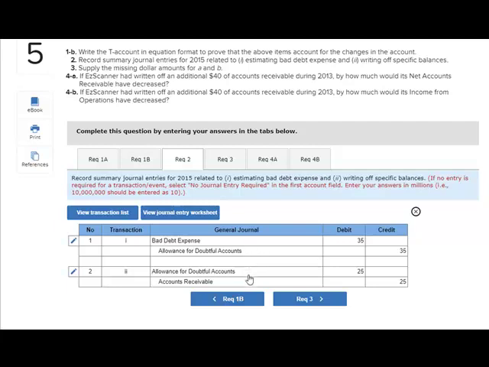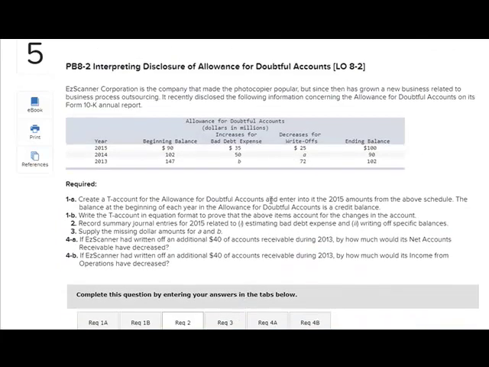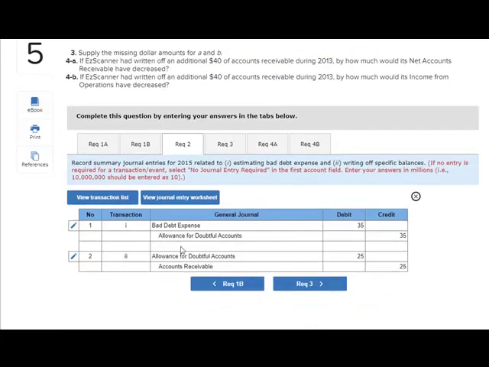And then the second entry is where we wrote off specific accounts receivable balances. And always when we write off bad debts, we debit the allowance account and credit accounts receivable. And so we're told up here for 2015, the write-offs were 25 million. So after you prepare these journal entries, then it's easier to complete requirement 1A.